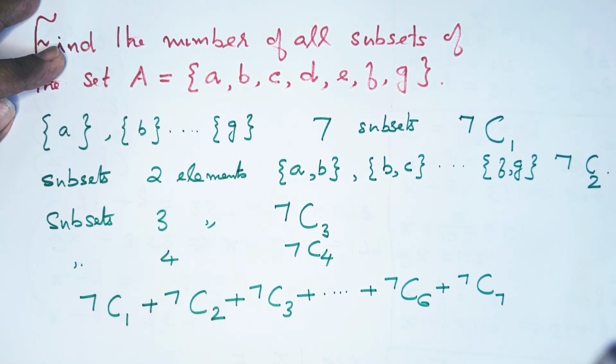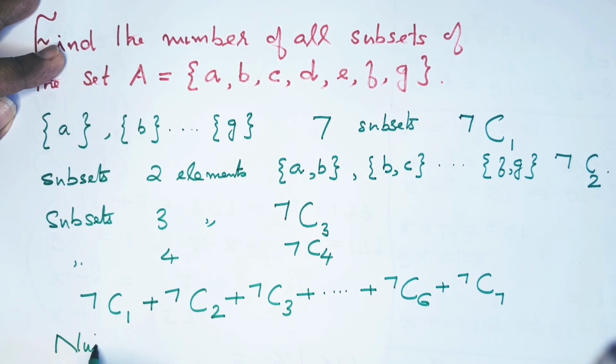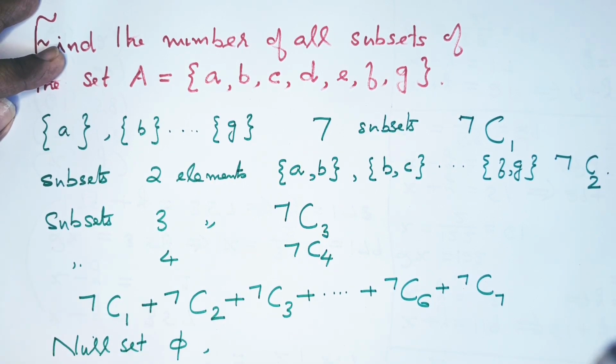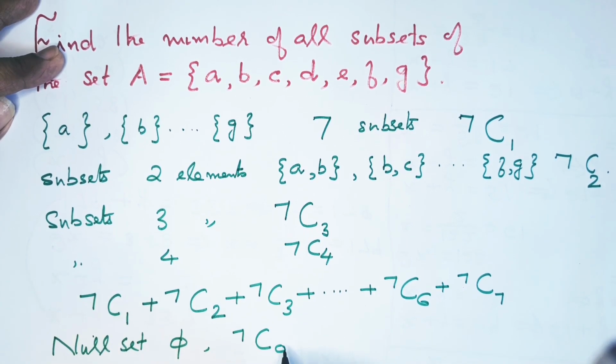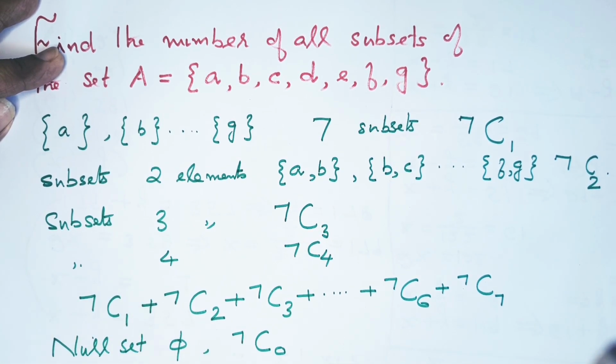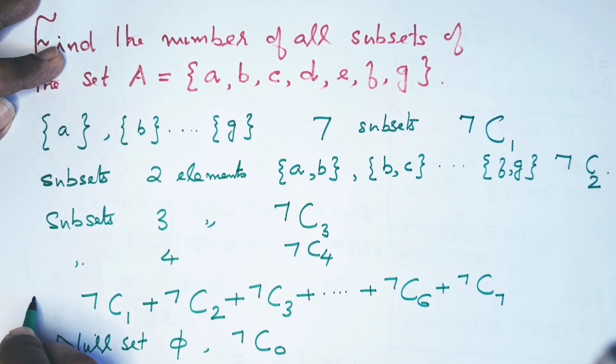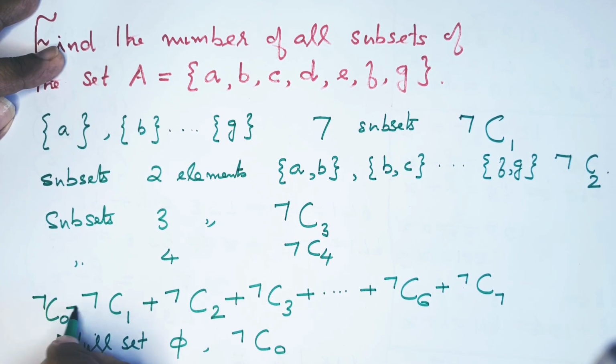And now there is one more subset. See, probably you have heard of a set called the null set. In set theory, usually we represent it by phi. Whatever the representation, it doesn't matter to us. There is a null set containing no elements, which is considered to be a subset of any set given to you. And how many such subsets are there? Only one subset containing no element. And that may be represented by 7C0. In fact, this is actually the number of combinations in which you are choosing no element out of the 7 elements. So let me add that to the sum you have already considered.